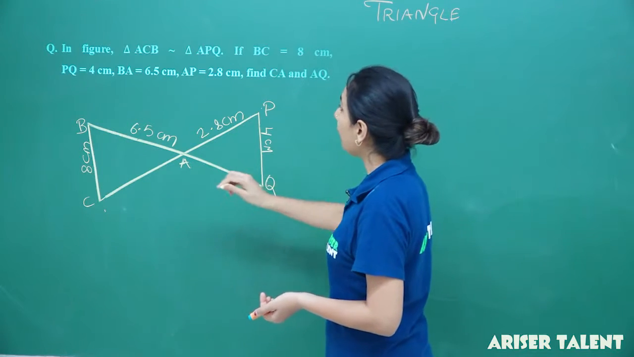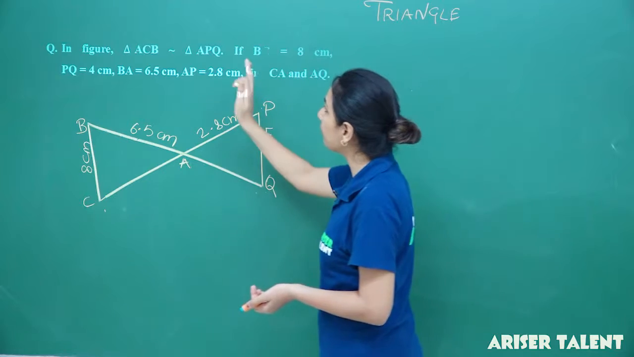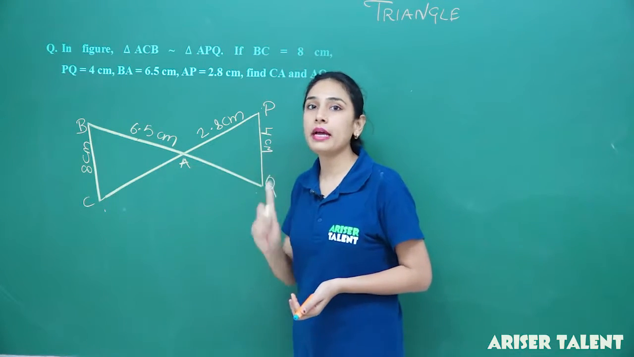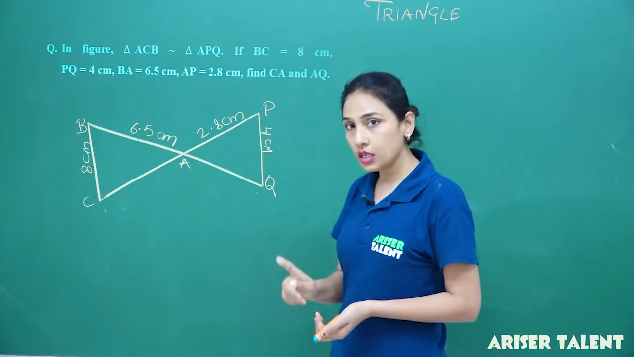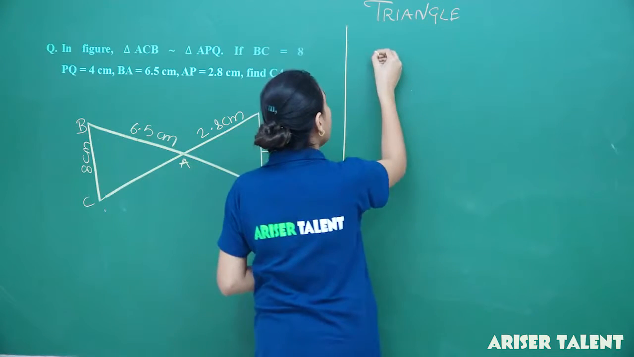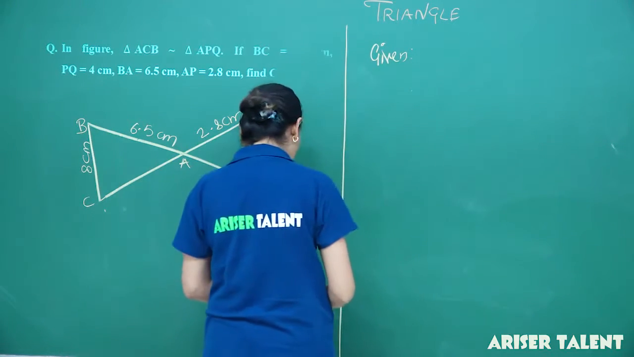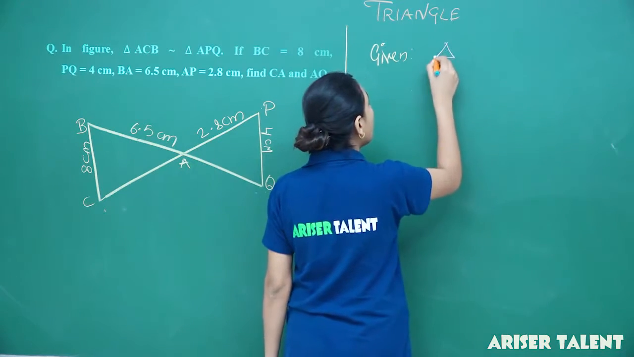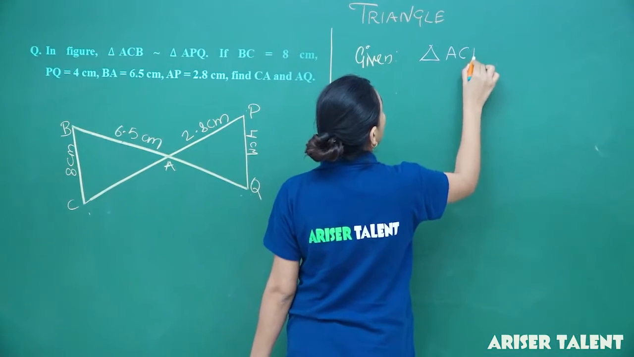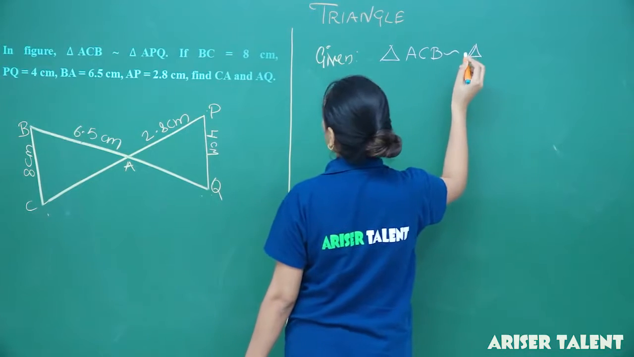So, we have given triangle ACB similar to APQ. Now, if we have given this, so what we conclude? The ratio of corresponding sides will also be equal. So, given is what? The triangle ACB is similar to triangle APQ.